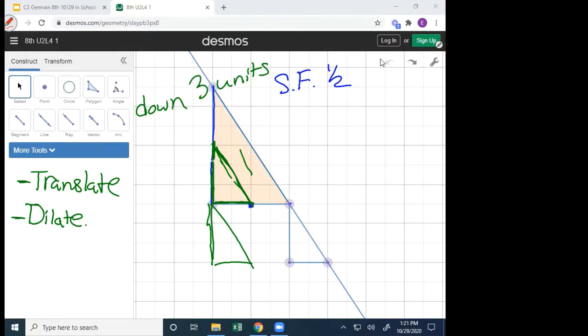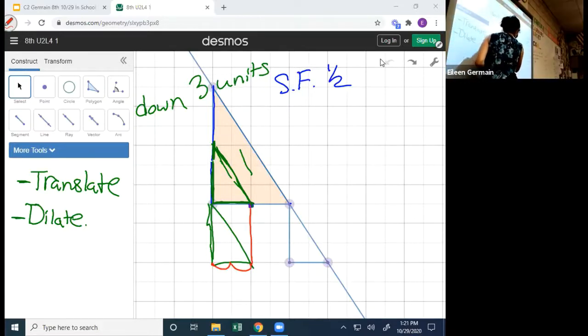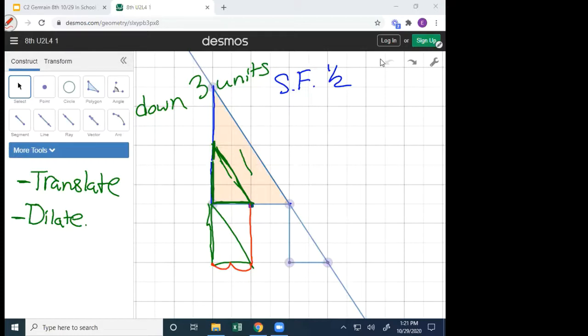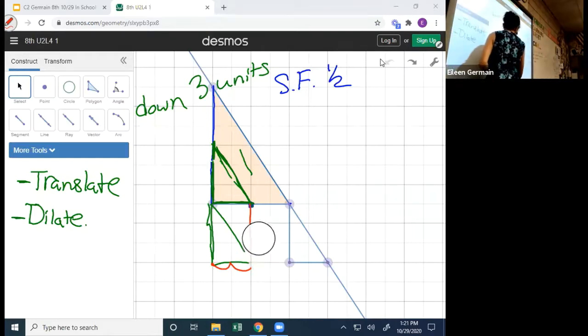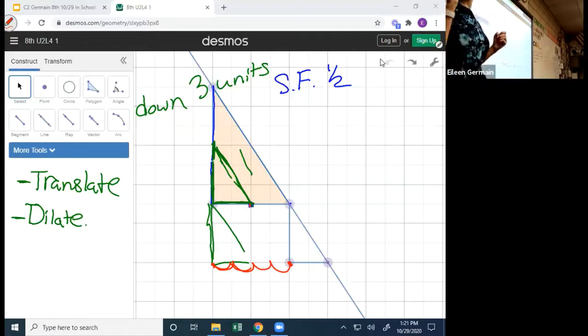Translate it 2 to the right. So I'm going to start here. I'm going to move 1, 2. Oh, my bad, let's fix it. Go ahead, how many would you? 1, 2, 3, 4, 5, 6. That's 6, right? We'd move it 4 though.